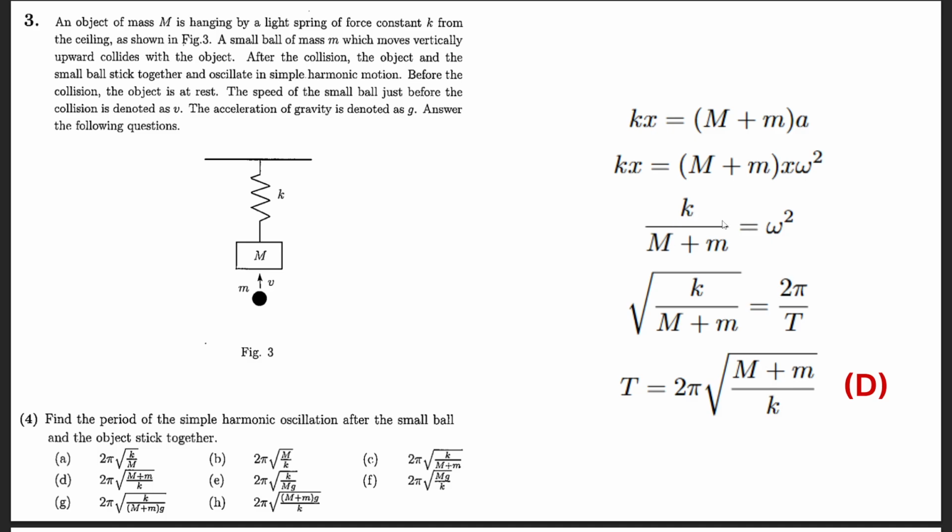and we can square root both sides, so we get the square root of k over M plus m is equal to 2 pi over T, and we can move T here and k over M plus m to the right side, so it becomes inverted, so T is equal to 2 pi square root of (M plus m) over k. So there is a memorizing, so you can just memorize this formula, but when you forget, just remember this process.